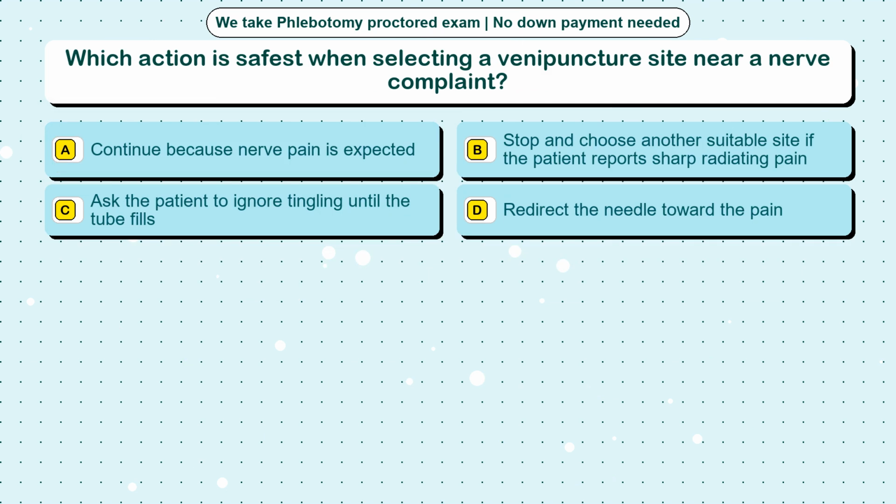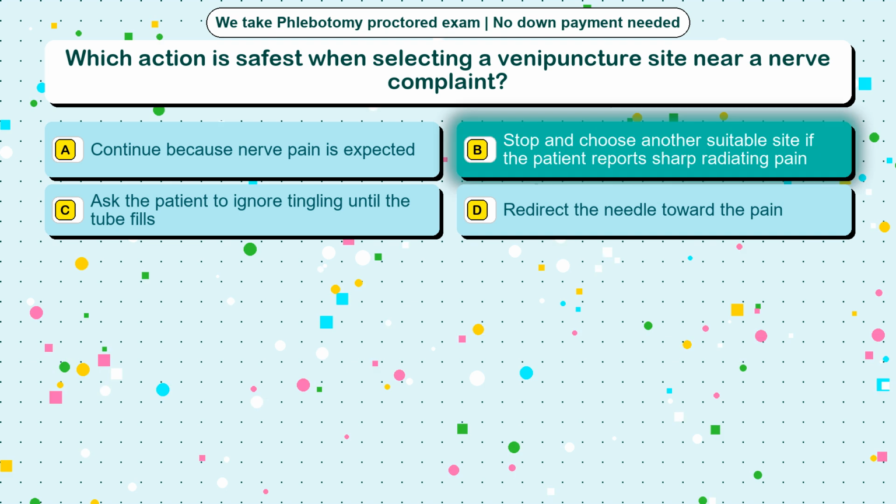Question 54. Which action is safest when selecting a venipuncture site near a nerve complaint? Option A. Continue because nerve pain is expected. Option B. Stop and choose another suitable site if the patient reports sharp radiating pain. Option C. Ask the patient to ignore tingling until the tube fills. Option D. Redirect the needle toward the pain.